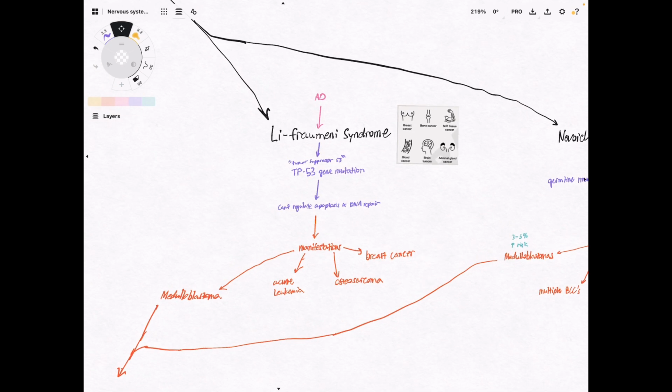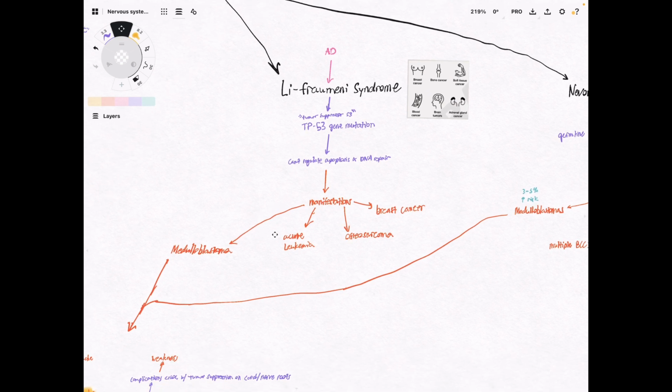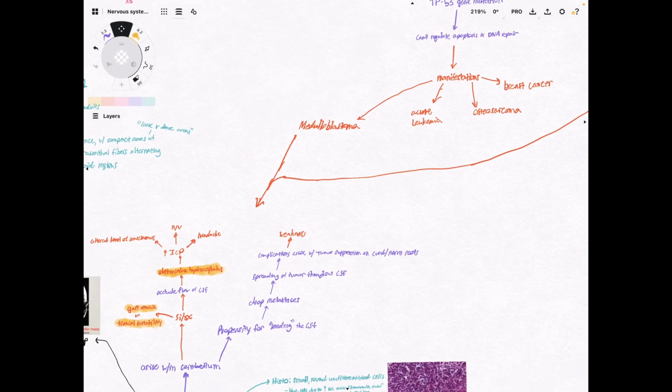The first genetic condition I want to discuss is Li-Fraumeni syndrome. Li-Fraumeni syndrome is an autosomal dominant condition that is caused by a mutation of your TP53 gene, which is a tumor suppressor gene involved in a lot of cellular processes. It's one of the main proteins that stops cell division if something's going wrong. And if that gets mutated, you can have a lot of unfortunate consequences downstream. It's involved with apoptosis and DNA repair. Some of the manifestations are breast cancer, osteosarcoma, a very dangerous bone cancer, and then acute leukemia, and then medulloblastoma.